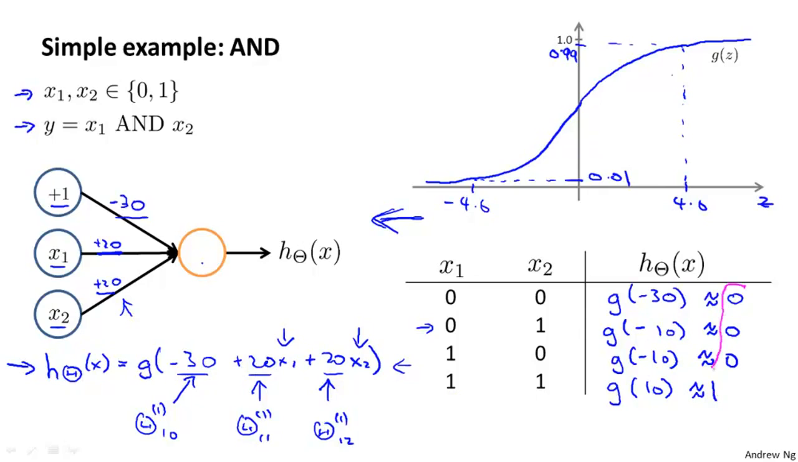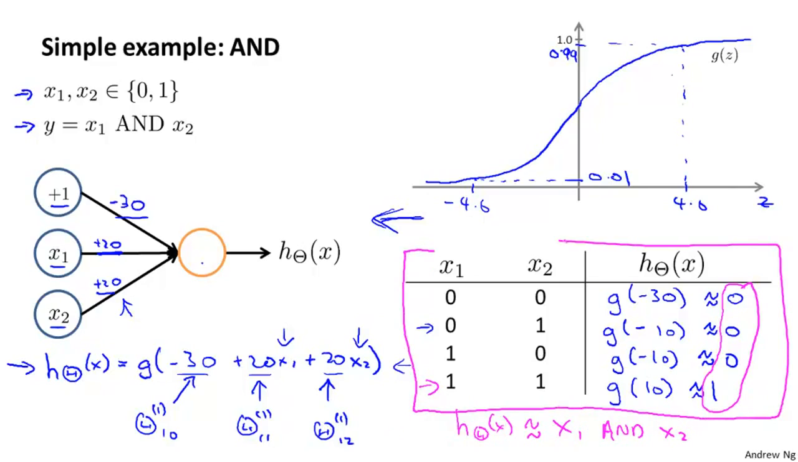And if you look in this column, this is exactly the logical AND function. So this is computing h of x approximately equal to x1 AND x2. In other words, it outputs 1 if and only if x1 and x2 are both equal to 1. So by writing out our little truth table like this, we managed to figure out what logical function our little neural network computes.